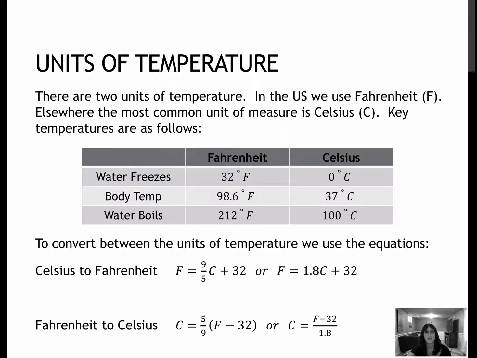So obviously, if you're someone who travels a lot or works in science a lot, you need to know how to go back and forth between these two systems. So there are a couple of formulas for us to use.